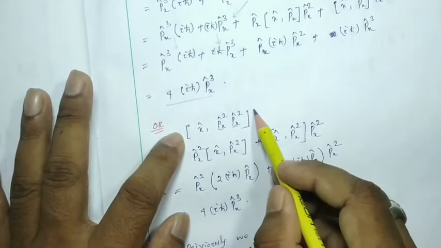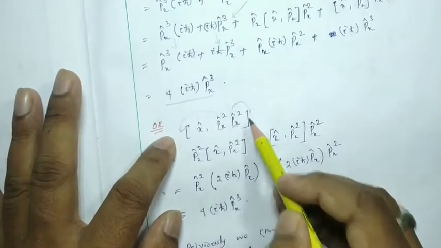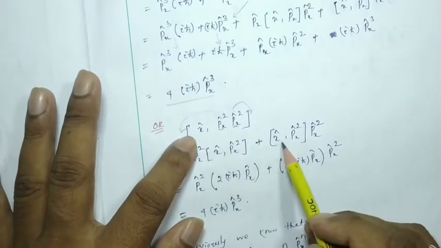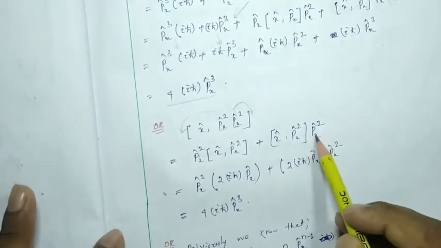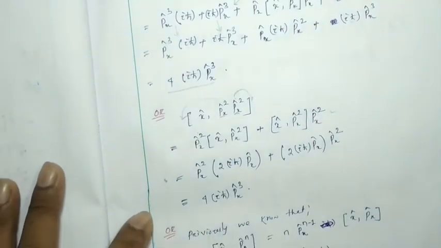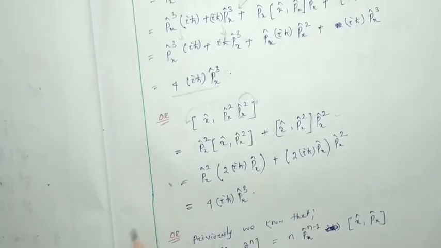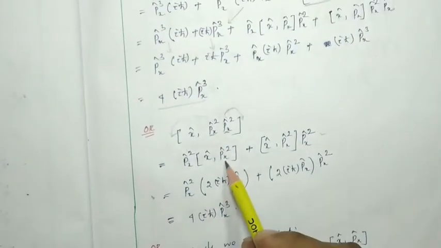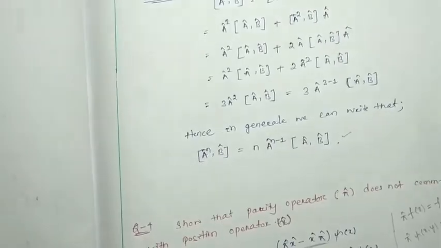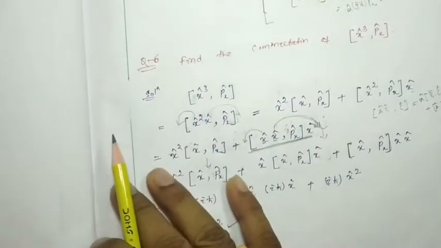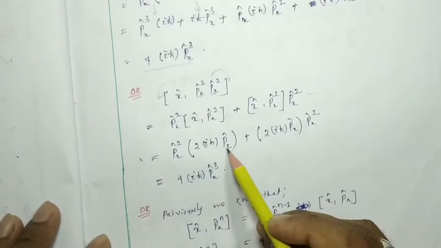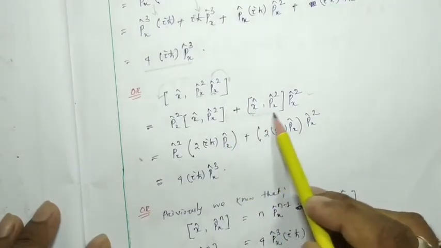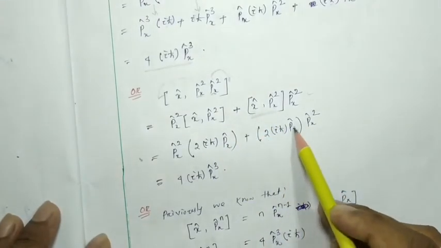Then this will be moved towards the right side; this is the right side. So the rest of the operator will be inside the bracket, x cap, p_x cap squared, into p_x cap squared. In our previous question, x cap p_x cap squared, how much value did we find? That is 2 cross p_x. That value I can put over here: 2 cross p_x cap. Similarly, I can also put this value, 2 cross p_x cap.